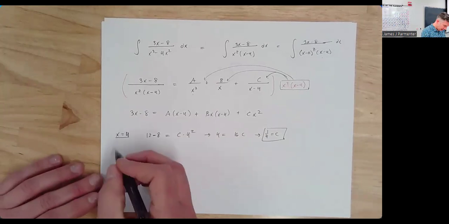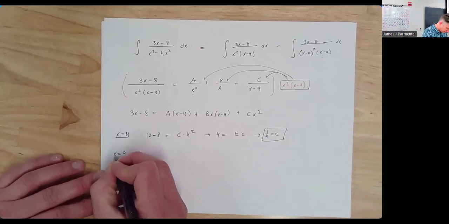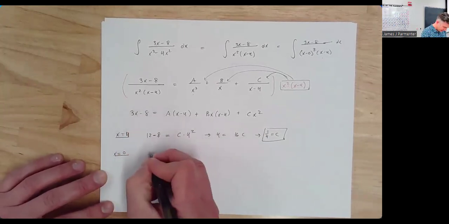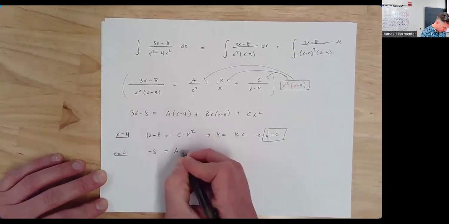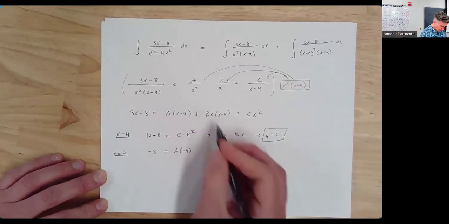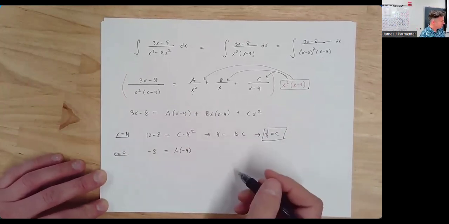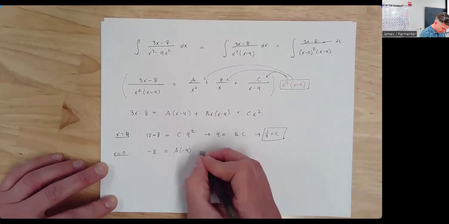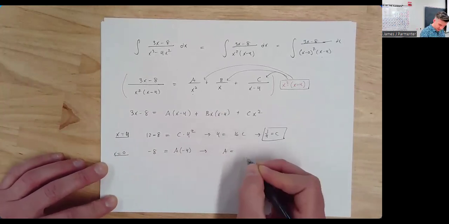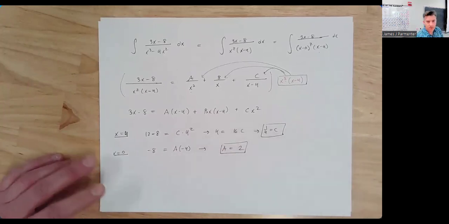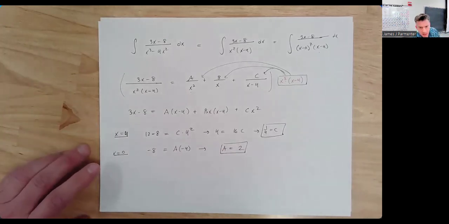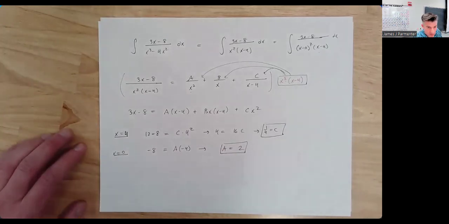And then I'm going to use my other convenient value of 0. So 0 minus 8 is negative 8. On the right-hand side, I have a times 0 minus 4 plus b times 0 plus c times 0. So I end up getting that a is equal to negative 8 divided by negative 4, which is positive 2. Let me just double check one thing here. No, that's fine. Okay, we're good.